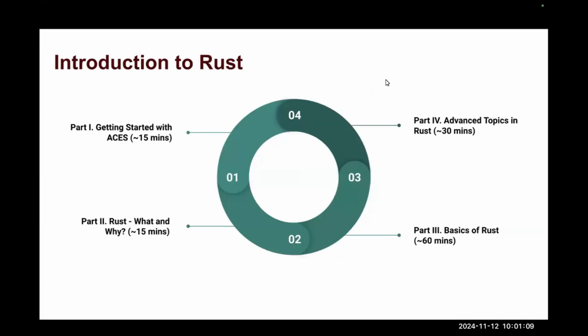We have 4 parts for this short course. We start with the ACES system, and we'll spend probably 10 to 15 minutes to get everyone on the ACES system. We'll then talk about why and what Rust is. Part 3 will cover some basics of Rust, and part 4 will be some advanced topics in Rust.